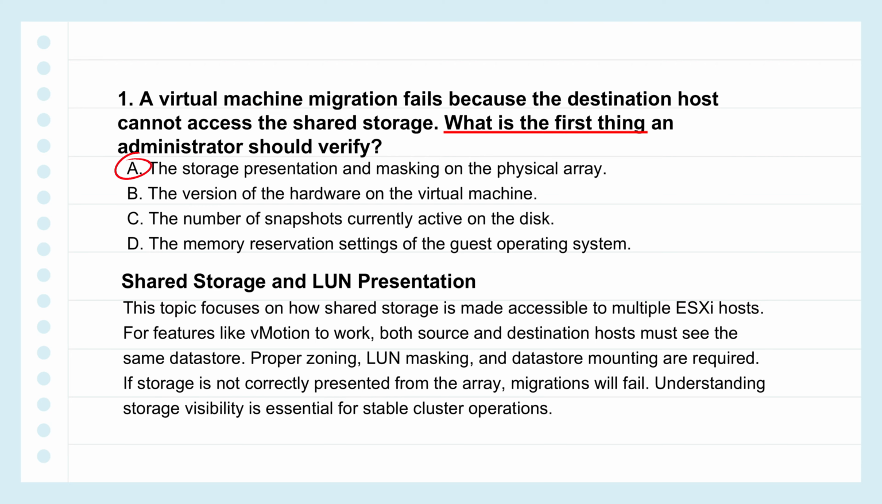Think of the physical storage array as a secure office building. LUN masking and zoning are essentially the security badge access system. Okay, I like that. If the zoning on your Fibre Channel switch or the LUN masking on the array itself is misconfigured for that specific destination host, it's like the host is completely blindfolded. It literally cannot see the storage device. It doesn't even know the building exists. Precisely. And if it can't see the building, it really doesn't matter if the VM inside has 50 snapshots, or what VM hardware version it's running, or if it has giant memory reservations. Because the host can't even see the floor the VM is supposed to land on. Exactly. Hardware versions and memory reservations are attributes of the VM itself.